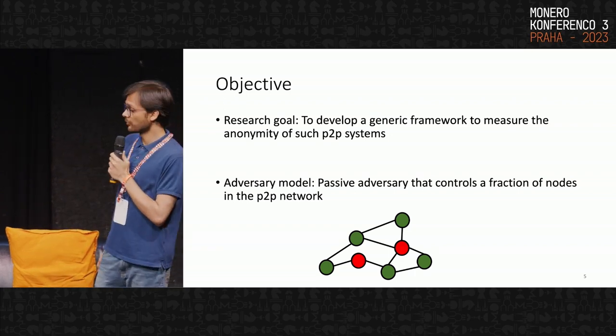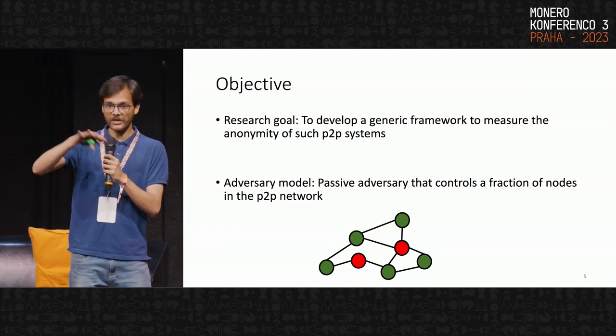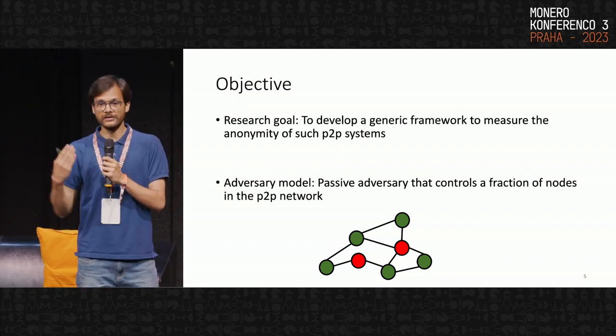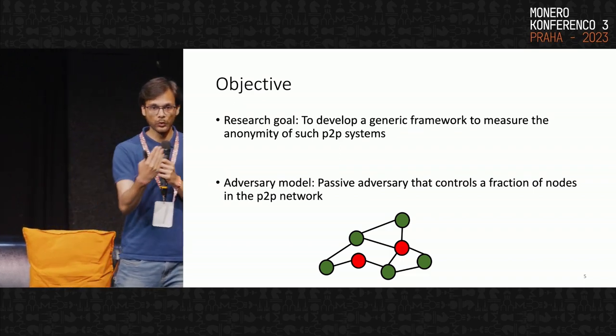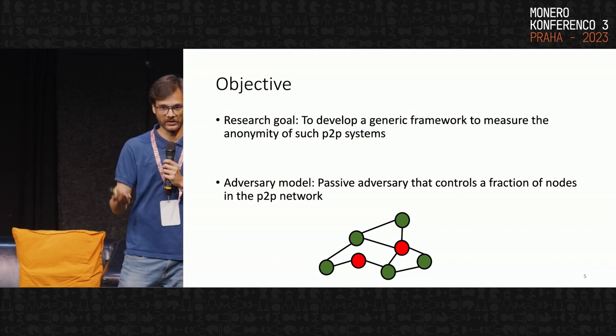In this case, the adversary model is that there are some nodes which are part of the network who are malicious, and for the transactions that they are receiving, they want to somehow know who the originators of these transactions are at the network level.